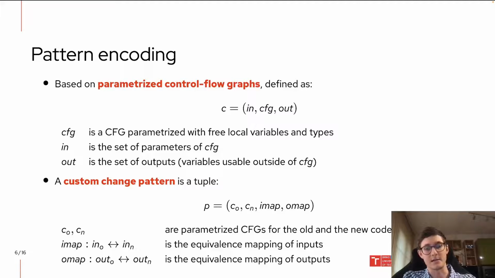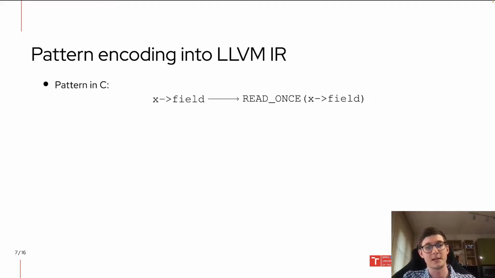And then it also contains 2 mapping functions, imap and omap, which connect the input parameters and the output variables of the two parameterized CFGs for the old and new version together, which pretty much marks those parameters and output variables that must have the same semantics in both compared versions. And now this is a theoretical definition, and in practice we implement this using LLVM-ER.